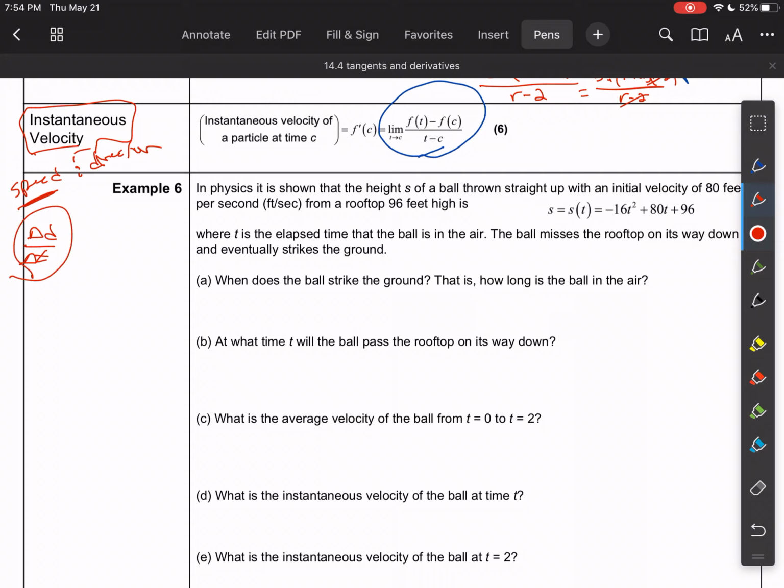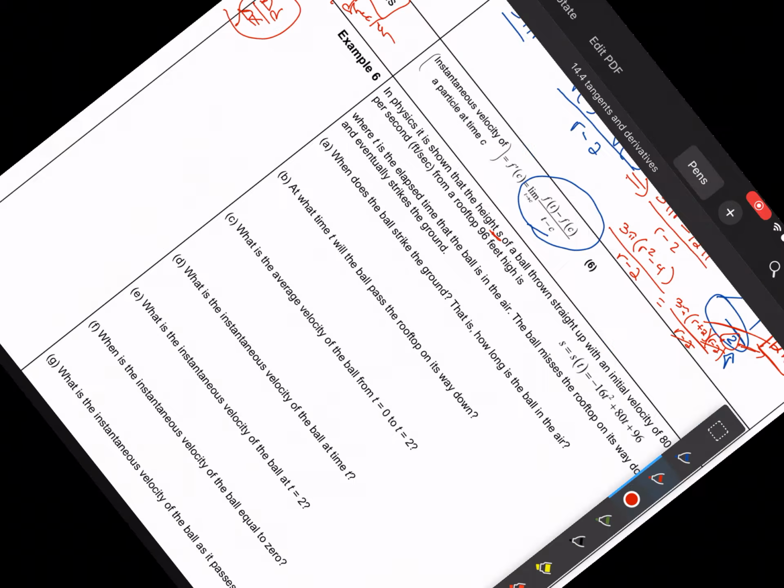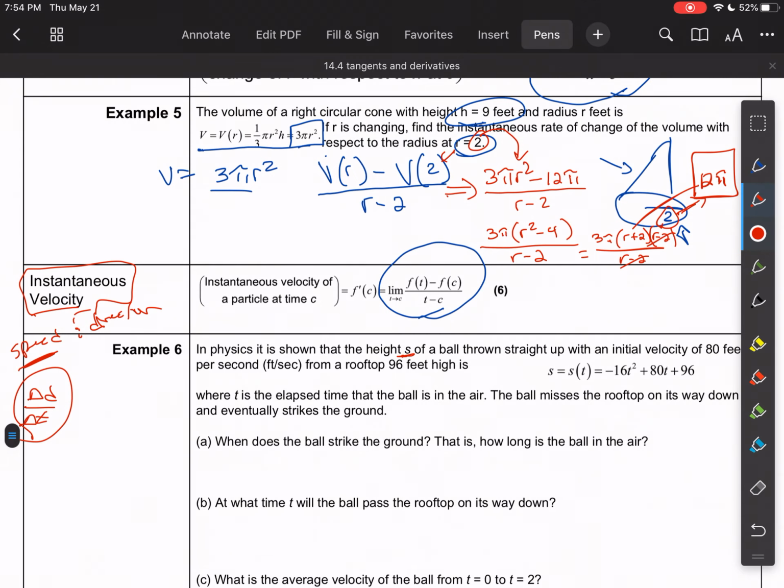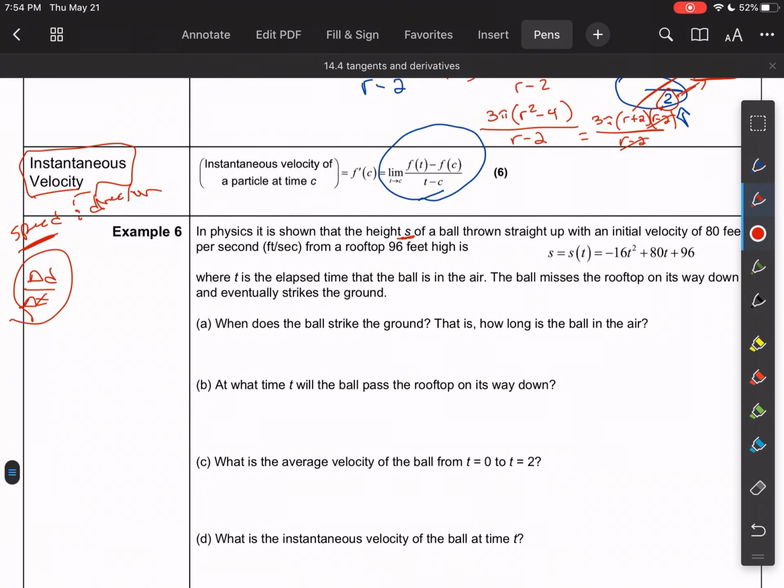Okay, so in physics it is shown that the height s of a ball, so they called height s, which is interesting, so that's like the distance from the ground, is thrown straight up with an initial velocity of 80 feet per second. Sorry guys, I thought I had a picture of this for you, but I guess not. Maybe there's a picture in your notes, but anyway, 80 feet per second from a rooftop that is 96 feet high.